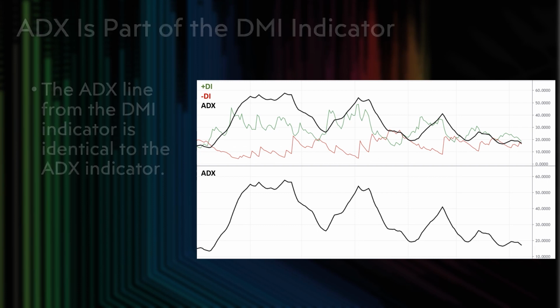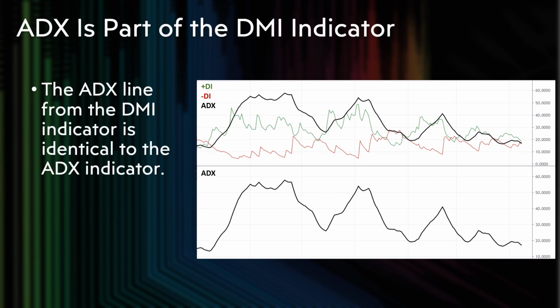ADX is part of the DMI indicator. We will discuss them together in this session. The ADX line in the DMI is exactly the same as the ADX indicator itself. It was developed by J. Wells Wilder in 1978. The formula for DMI and ADX is complicated and may take time to discuss. For simplicity of this session, we will focus on the signals and the actual uses of this indicator.